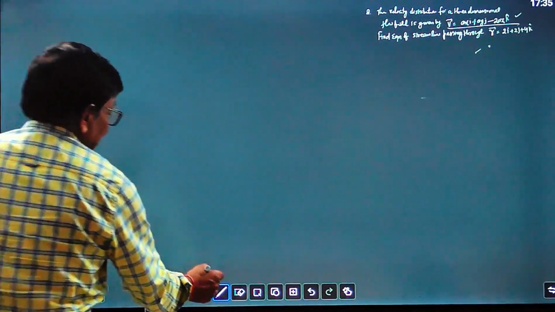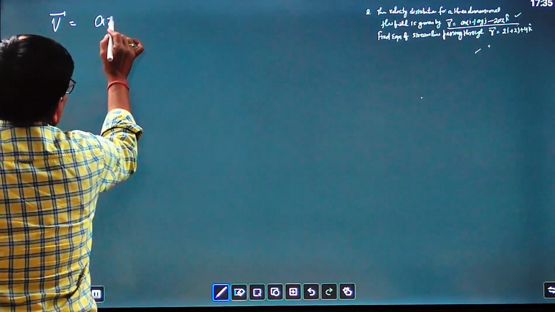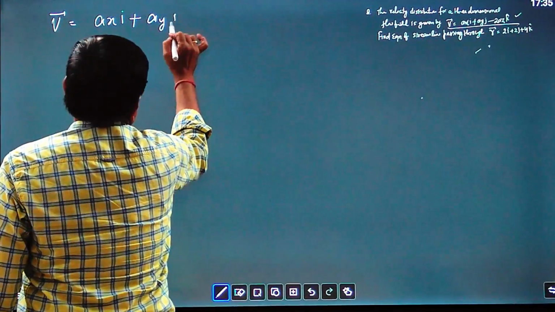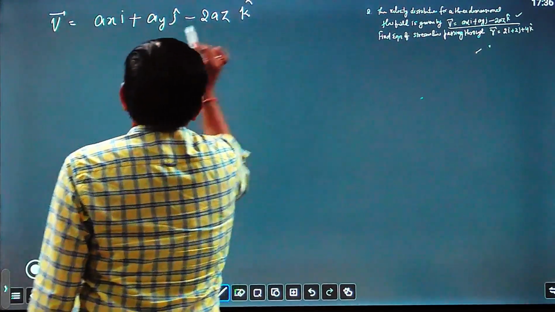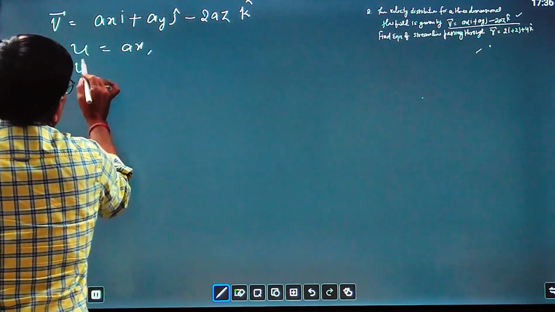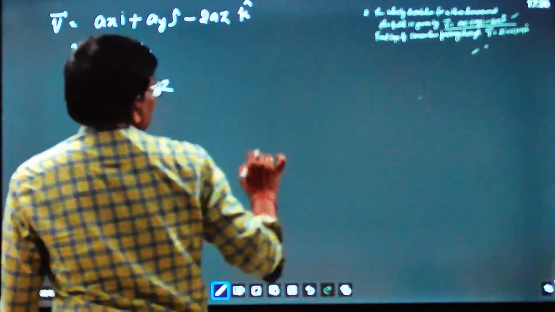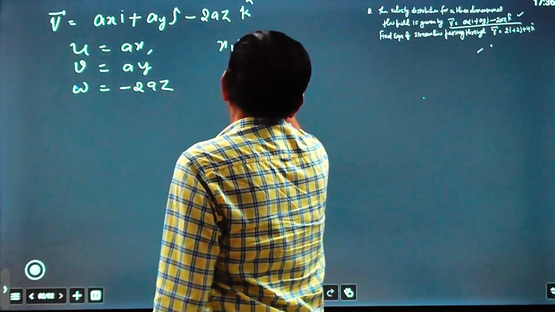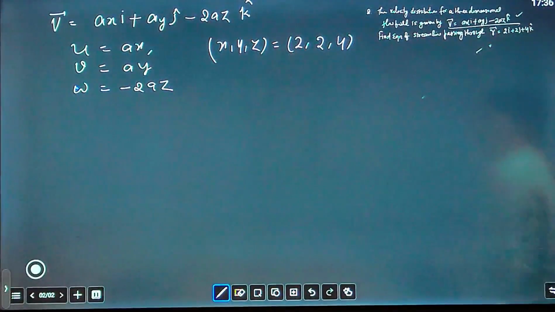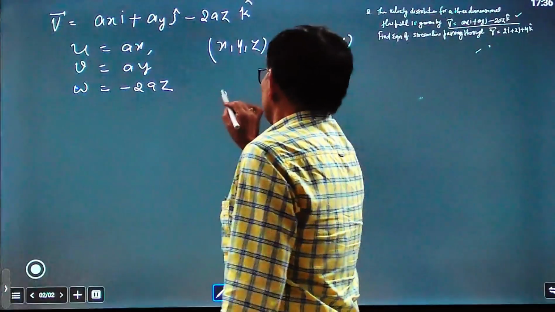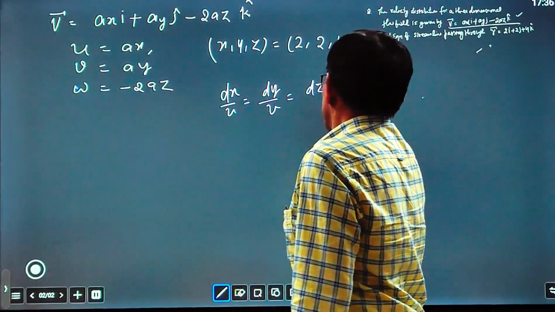So here velocity is given: V equal to ax i plus ay j plus minus 2az k. So here velocity u equal to ax, v equal to ay, and w equal to minus 2az. And the position vector x, y, and z are given as 2, 2, and 4. So applying the equation of the streamline, dx upon u equal to dy upon v equal to dz upon w.